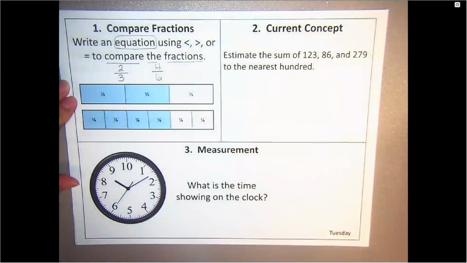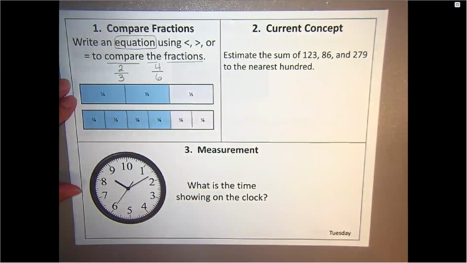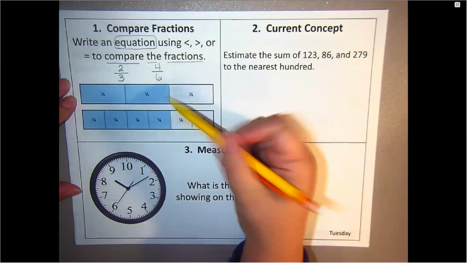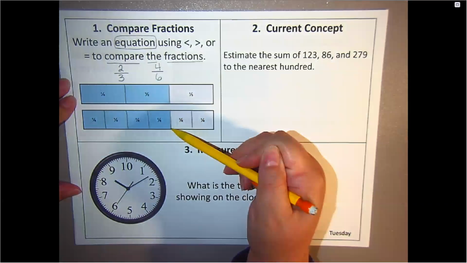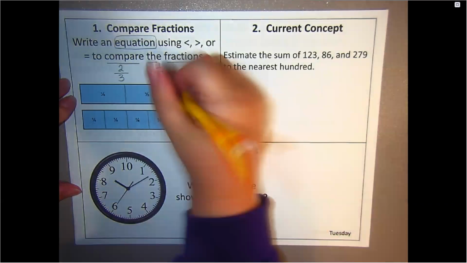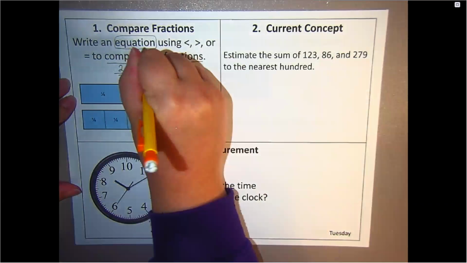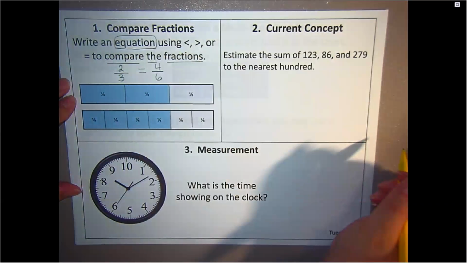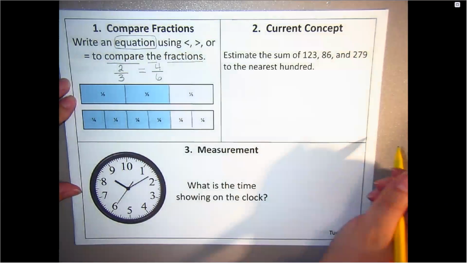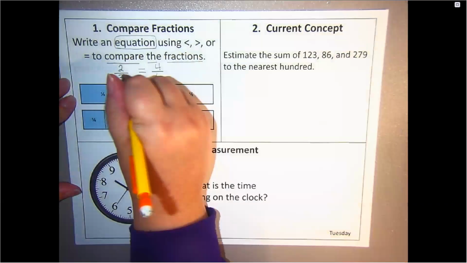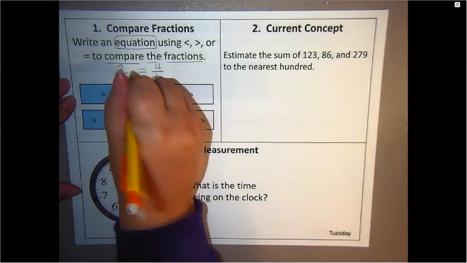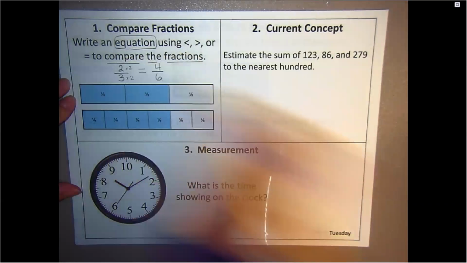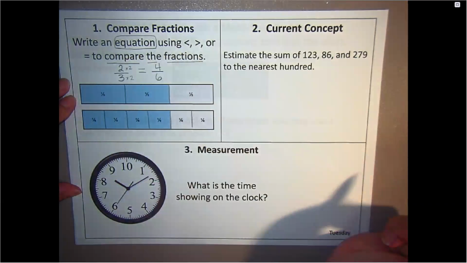And so now I have to compare them. I have to decide, are they greater than, less than, or equal to each other? When I look at the shaded amount on my top fraction bar and the shaded amount on my bottom fraction bar, I see that they are equivalent. So 2/3 is equivalent or equal to 4/6. And I know that to be true because 3 times 2 gets me 6. And whatever I do to the denominator, I do to the numerator, and 2 times 2 equals 4. So they are equivalent fractions.